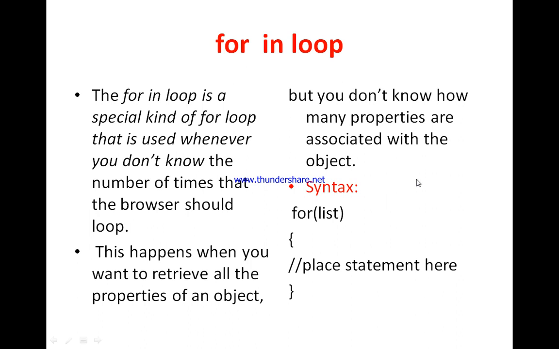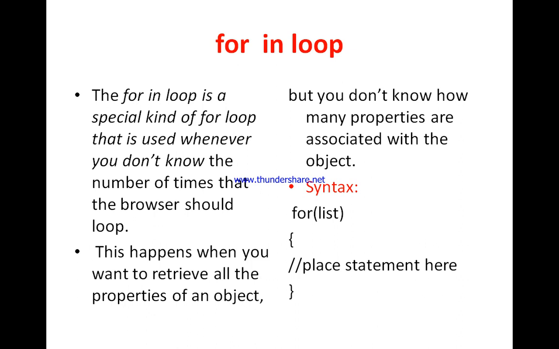Okay, now let us see the syntax. In this syntax you can see for, in brackets a list, then opening and closing curly brackets, and the body of the loop, that is, place the statements here. Now the list has two parts: one is a property and the second is an object. The property and the object are separated by the word in. So this is the explanation part of the for in loop.